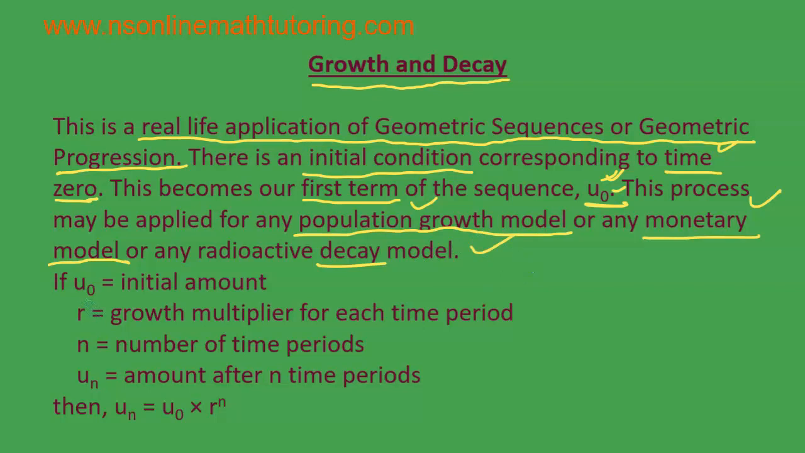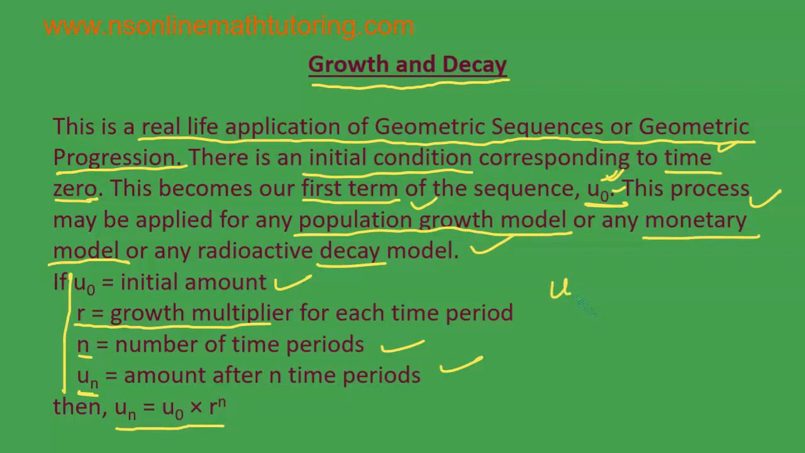Now, if U0 is the initial amount, R is the growth multiplier for each time period, n is the number of time periods, and Un is the amount after n time periods, then taking all these terms together, the equation will be Un is equal to U0 times R to the power of n.